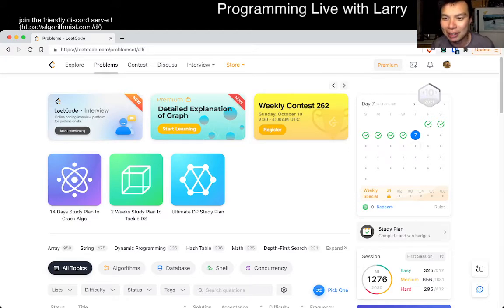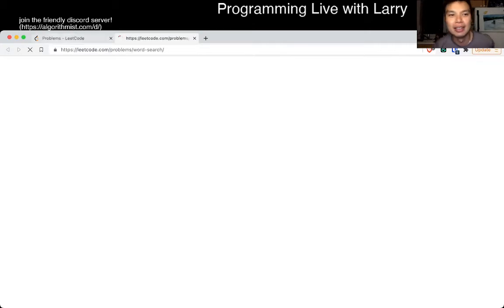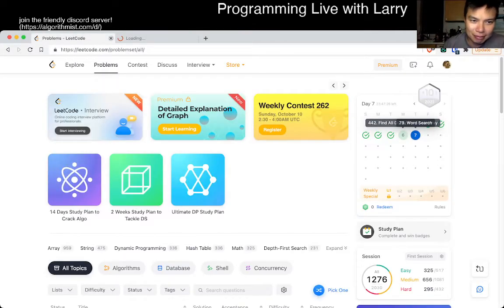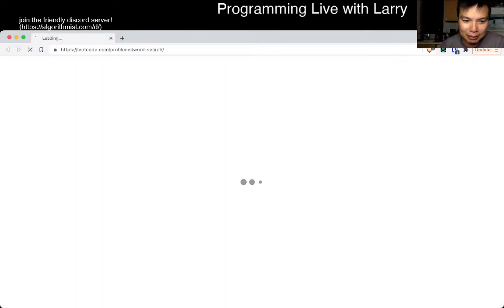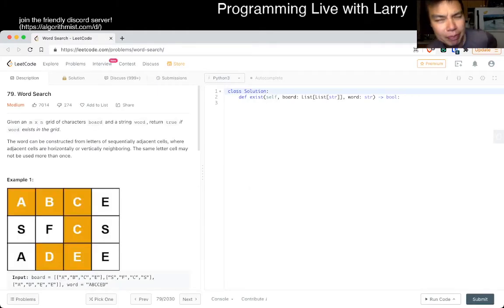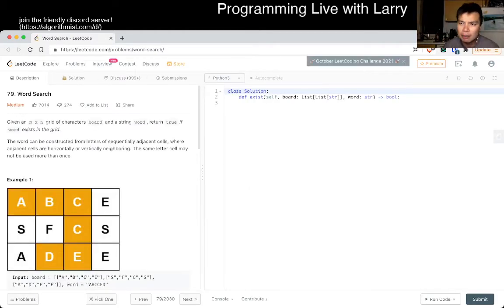But today it's going to be day 7. I'm looking on the right side and let's take a look. It seems like today's problem is word search from the URL. We did do a word search problem recently, maybe 2 weeks ago on the Leetcode contest, but maybe I'm wrong on that one. I don't remember. But anyway, let's take a look.